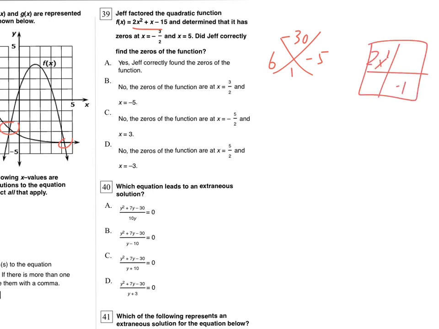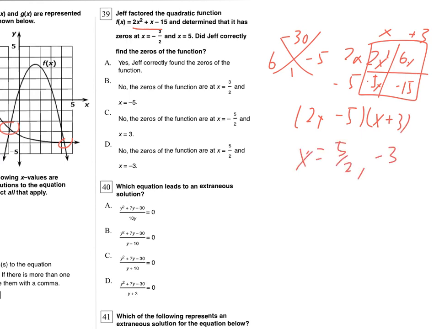All right, next up here, we've got a quadratic, and Jeremy finds these zeros. I would probably find the zeros myself by factoring. So negative 30 and 1 would be 6 and negative 5. And then using the box here, we get 2x squared, negative 15, 6x and negative 5x. So we get 2x minus 5 and x plus 3. So x would equal 5 over 2 and negative 3. And so it looks like Jeremy is wrong. And the answer would be right there.